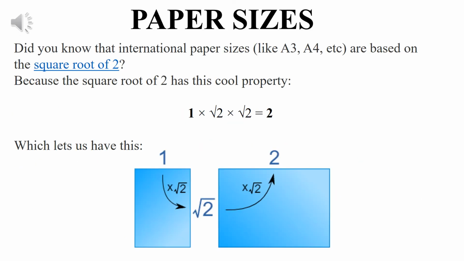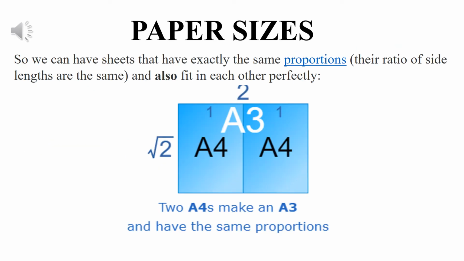Paper sizes. Did you know that international paper sizes like A3, A4, and so on are based on the square root of 2? Because the square root of 2 has this cool property: 1 times square root of 2 times square root of 2 equals 2, which lets us have this. So we can have sheets that have exactly the same proportions, their ratios of side lengths are the same, and they also fit in each other perfectly. Two A4s make an A3 and have the same proportions.